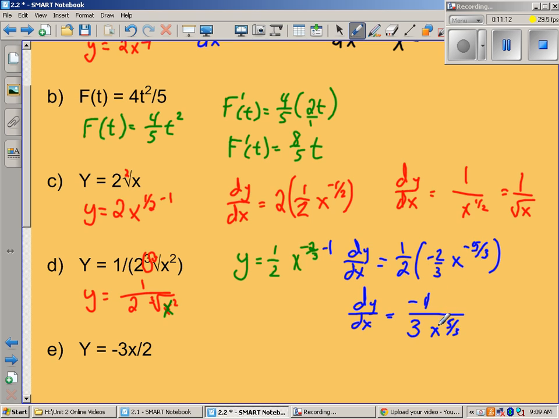And then my final one down here, I'm going to write it as y equals negative 3/2 x, since the x is on top. And so now I can just go ahead and follow my power rule, and so dy dx will equal, well, negative 3/2, and when I reduce this power by 1, or multiply by the power, which is 1, and then it becomes x to the 0 power, and when you do x to the 0 power, that's really 1, so it's 1 times 1, so my final answer is negative 3/2 for the derivative of that function.